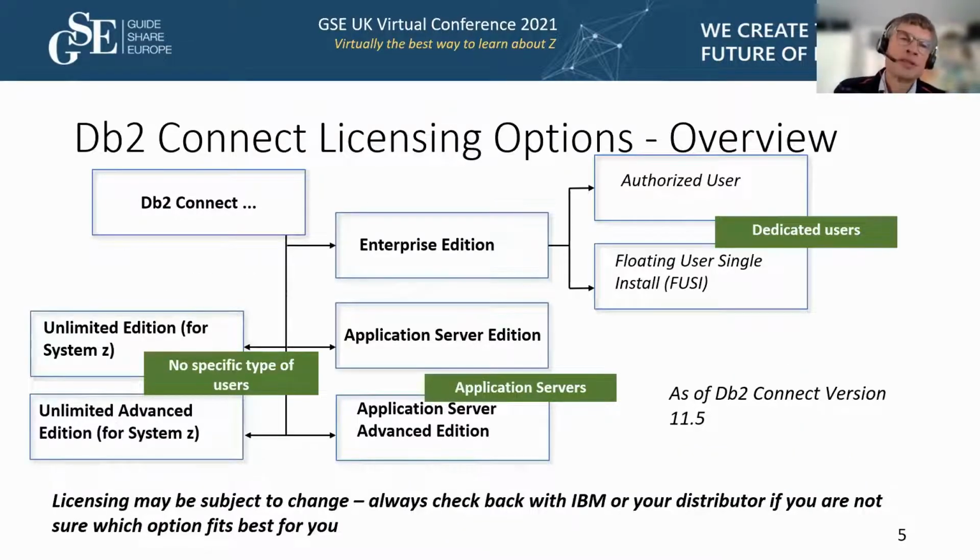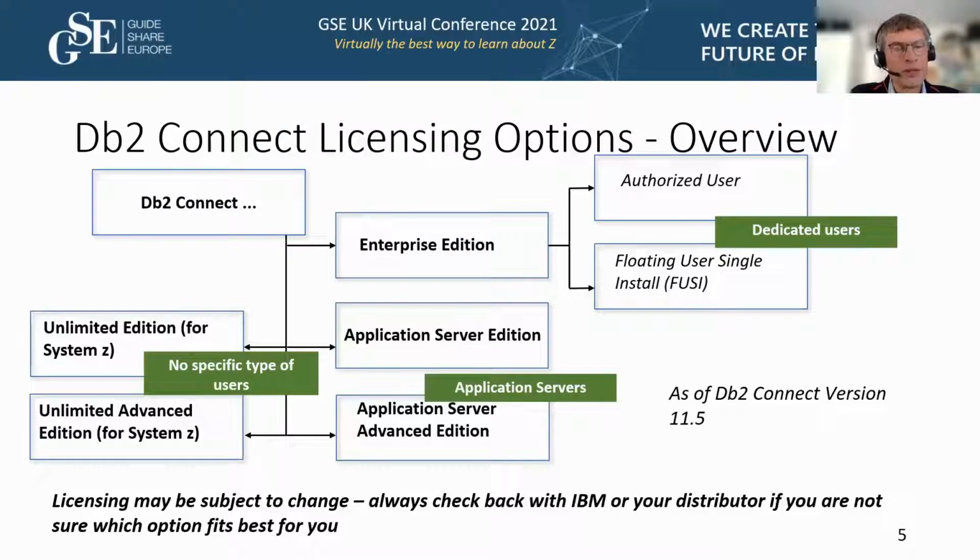So always a subject for, let's say, confusion and frustration is the licensing options which exist for DB2 Connect. And whenever we talk about licenses, we have to be careful because IBM changed the licensing options and the metrics behind the licenses quite often in the past. So everything we can show here is the current status as of DB2 Connect version 11.5.